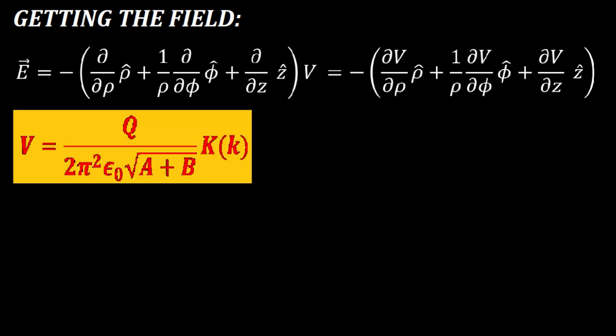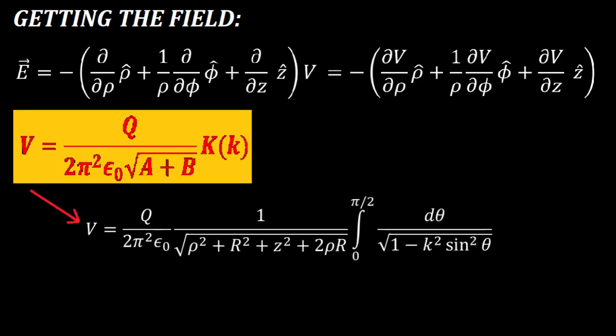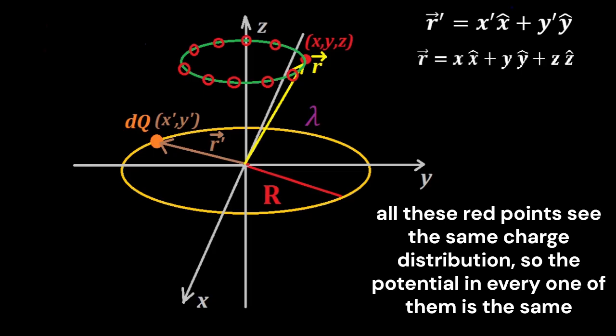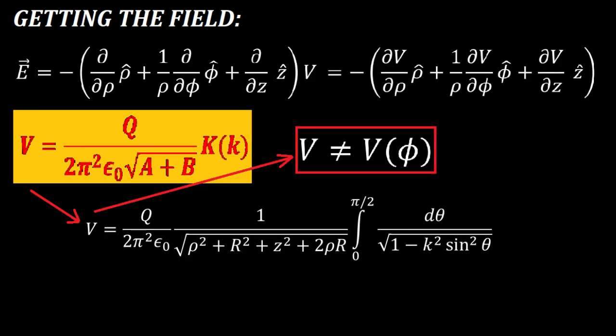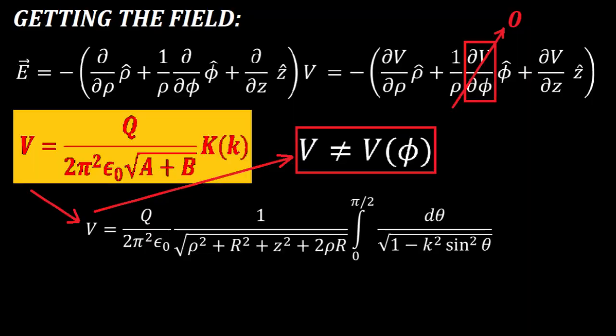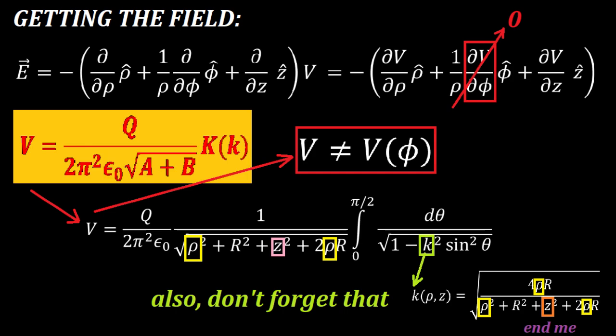Let's quickly write down the full potential without the substitutions. We can see that it is independent of the angle phi, which makes sense because there is an axial symmetry, as we have discussed in the previous video. Because the potential doesn't depend on phi, the derivative with respect to phi is 0. Yes! But it most certainly depends on both rho and z, so unfortunately no more cancelling will take place from now on.